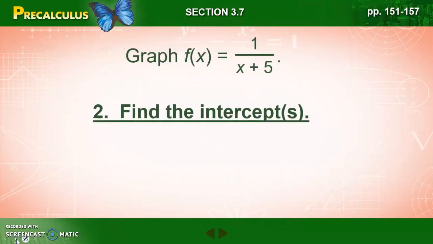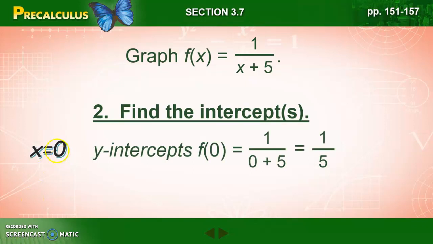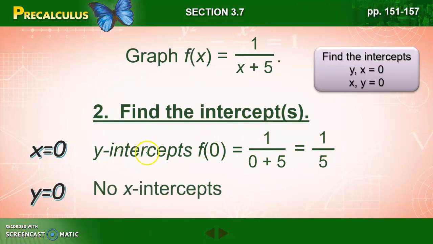Then we would find the intercepts. To find the y-intercept, we set x equal to 0, and when we do that, we get 1/5. That gives us the y-intercept when x is equal to 0. To find the x-intercepts, we set y equal to 0 and solve. And when we do that, we get no x-intercepts.